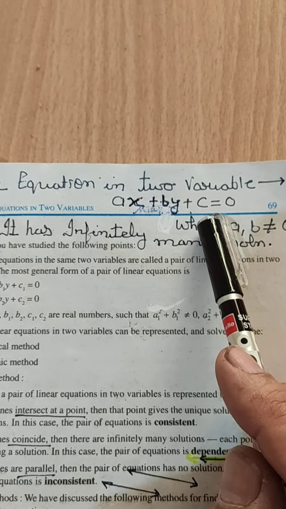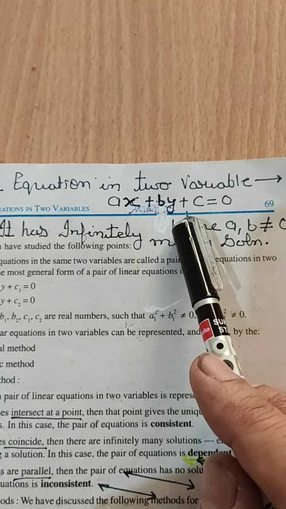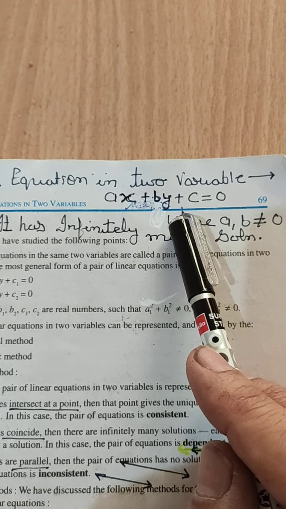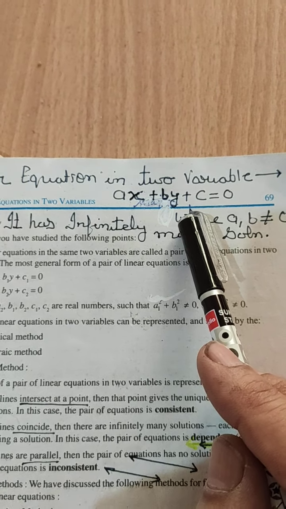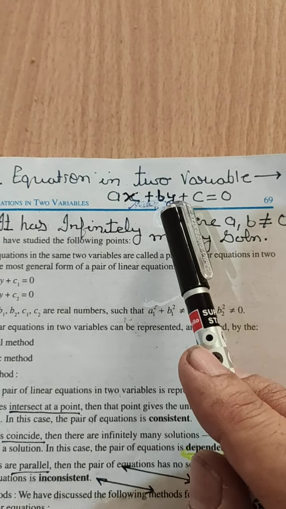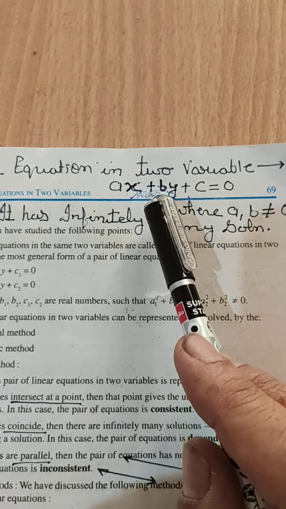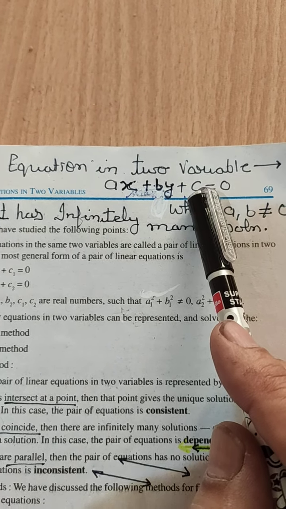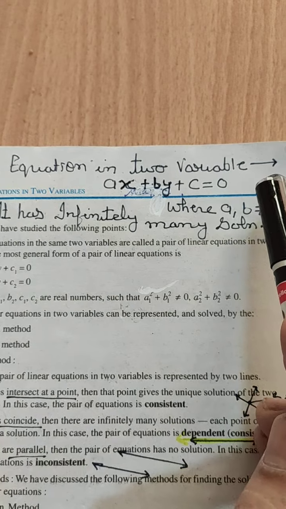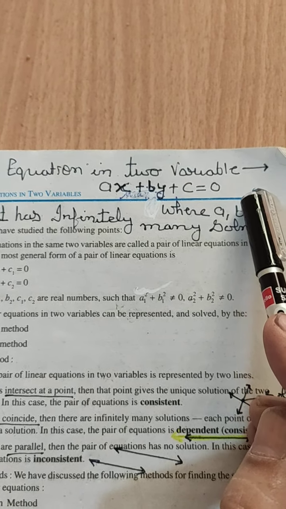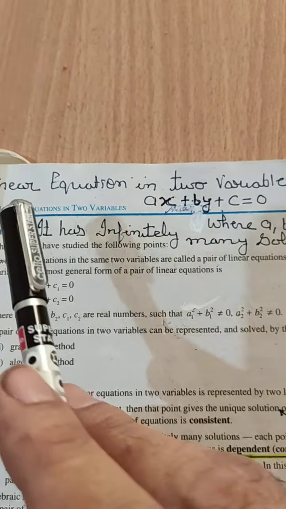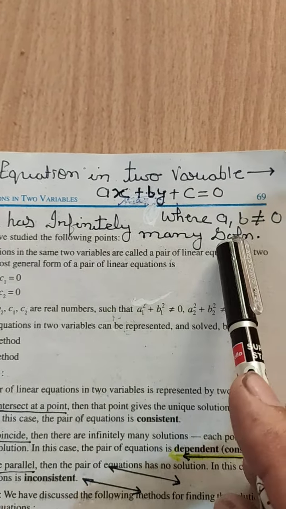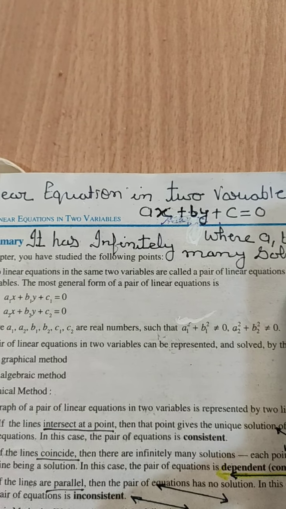It represents which type of shape? Last year you learned that a linear equation in two variable represents a straight line. How many solutions are possible and what is the meaning of solution? The pair of values of x and y which satisfy this equation is known as a solution of the equation. For a linear equation in two variable, infinitely many solutions are possible.